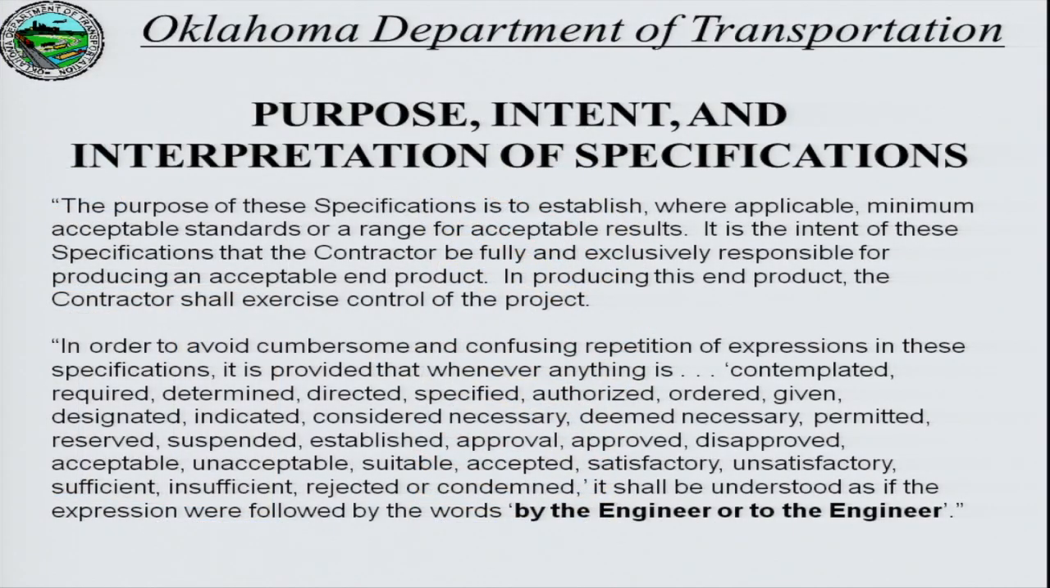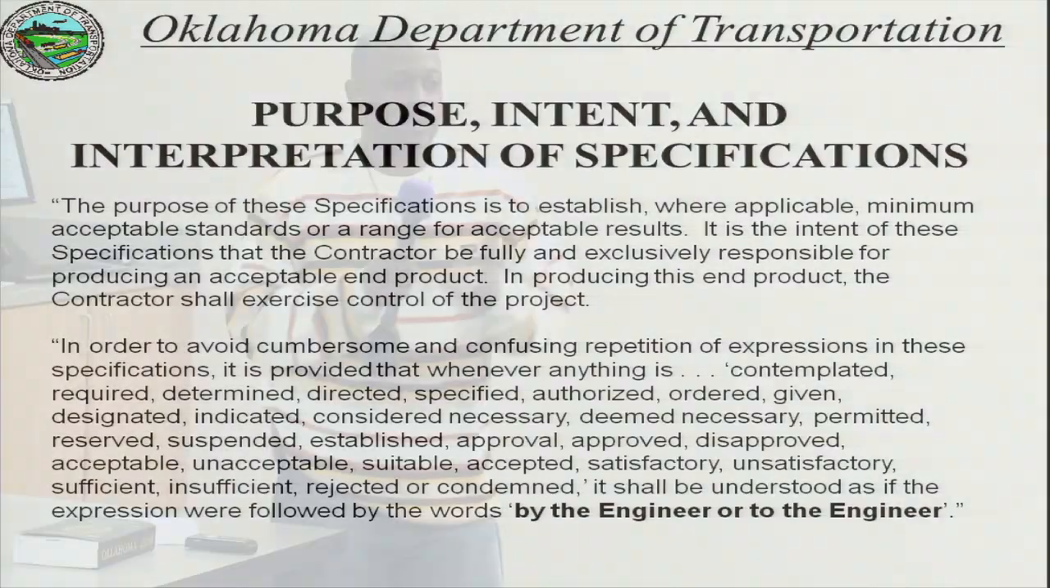The purpose of these specifications is to establish, where applicable, minimum acceptable standards or range for acceptable results. It is the intent of these specifications that the contractor be fully and exclusively responsible for producing an acceptable end product. In producing this end product, the contractor shall exercise control of the project. What we're getting at here is that the book itself is written to the contractor. When we say contractor, it also includes the subcontractor.